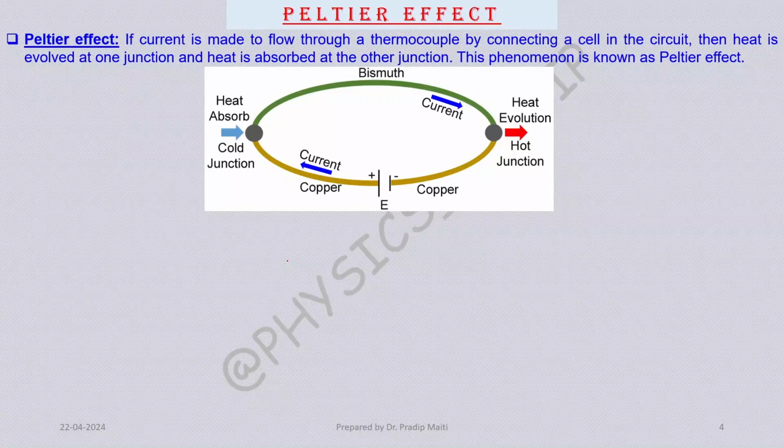This phenomenon is mainly known as the Peltier effect. If we look at this figure, two different metals, bismuth and copper, are taken and they form a thermocouple, and a battery is used. This battery supplies some current, so one of the two junctions becomes cold and the other junction becomes hot. So this is the Peltier effect.